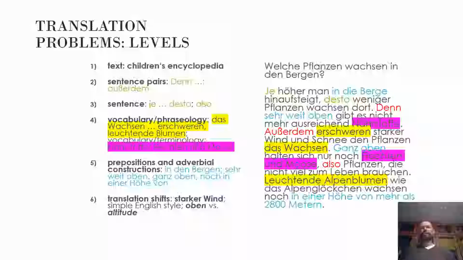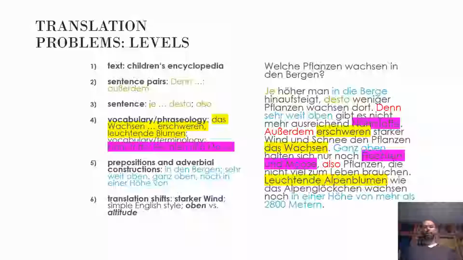Of course, we also have to, and that's the third level, we also have to look at the sentence internally. So if we consider the sentence to be a rhetorical unit, then for instance, je desto would be a typical signal that indicates a particular relation within the sentence. This is called a correlative normally. So if A increases or decreases, then B increases or decreases as well, and that sort of thing. Or also, which introduces a kind of reformulation normally.